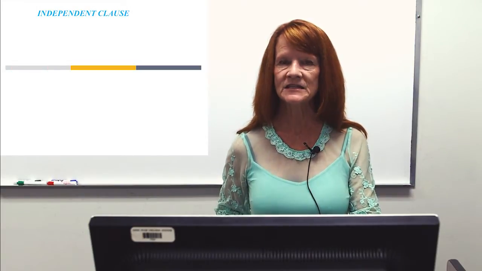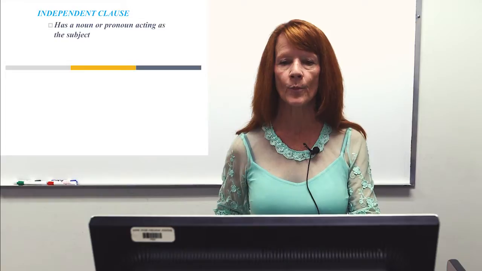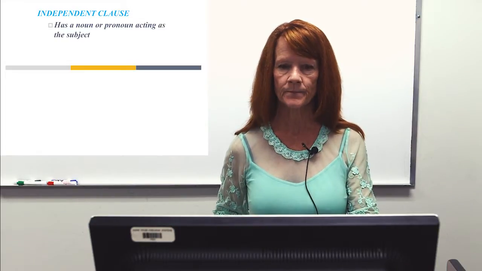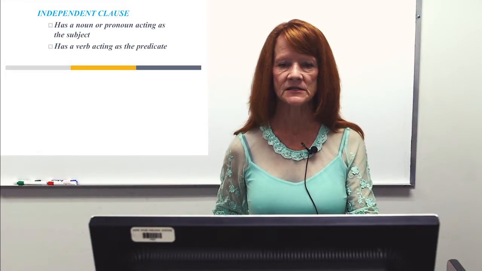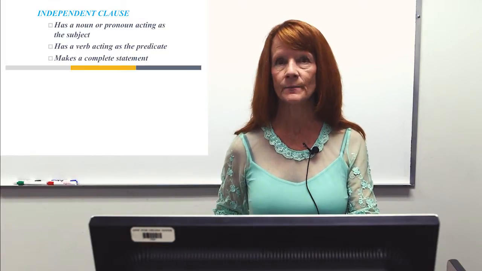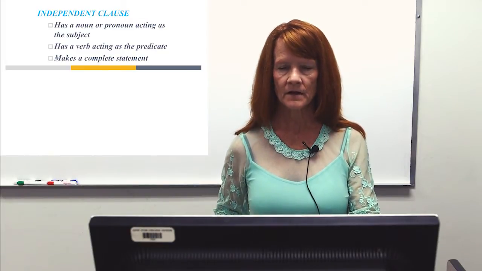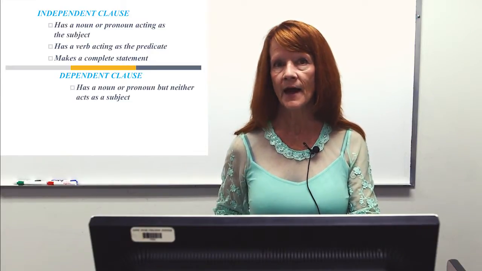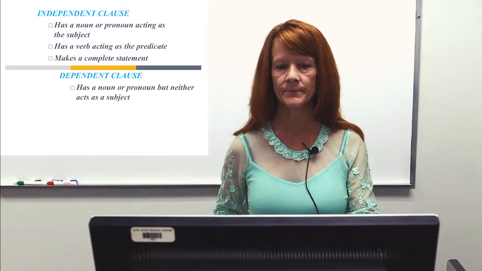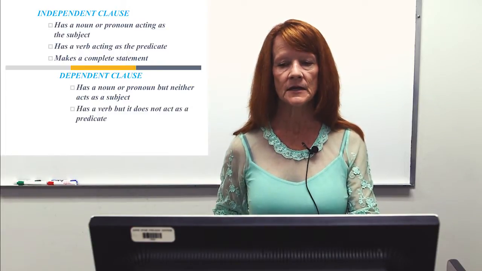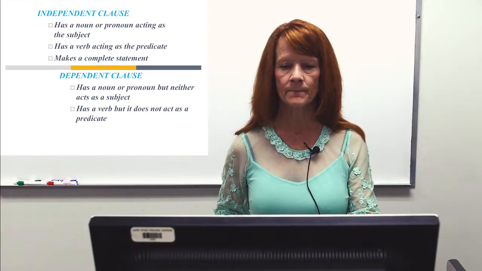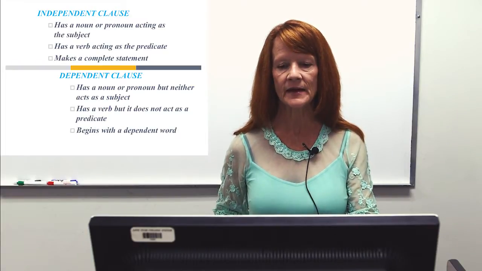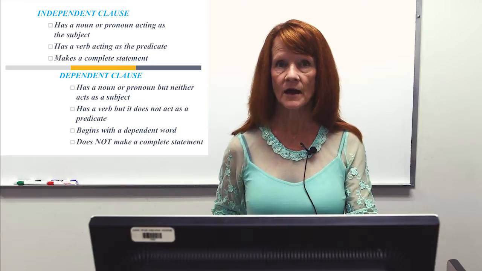Let's review the independent clause. An independent clause has a noun or pronoun acting as the subject. It has a verb acting as the predicate, and it makes a complete statement. The dependent clause has a noun or pronoun, but neither of them acts as the subject. It has a verb, but it does not act as a predicate. It begins with a dependent word and does not make a complete statement.